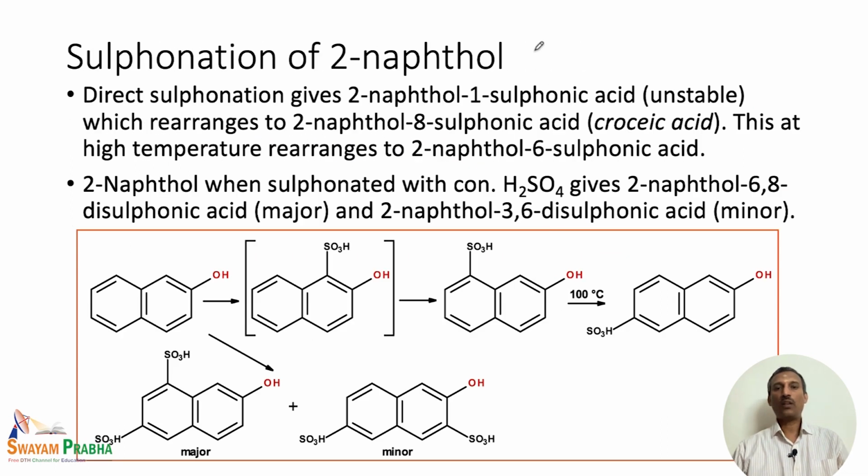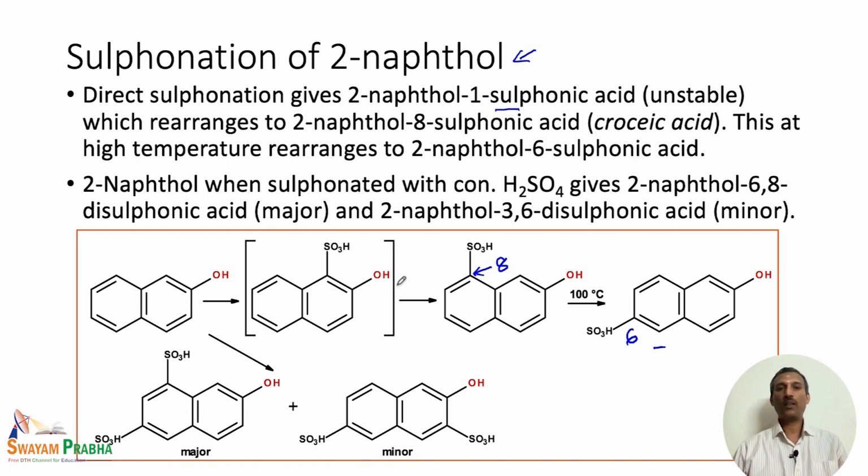And if you look at the sulfonation of 2-naphthol, similar to 1-naphthol, this also gives various substituted naphthol sulfonic acids. Especially the direct sulfonation gives actually the 2-naphthol 1-sulfonic acid, which is quite unstable, and this rearranges to, this is the 8th substitution. So, this position is the 8th position. So, 8 substituted 2-naphthol is formed, and this at high temperature rearranges to give the 6th substituted product. So, the 2-naphthol 6-sulfonic acid is formed.